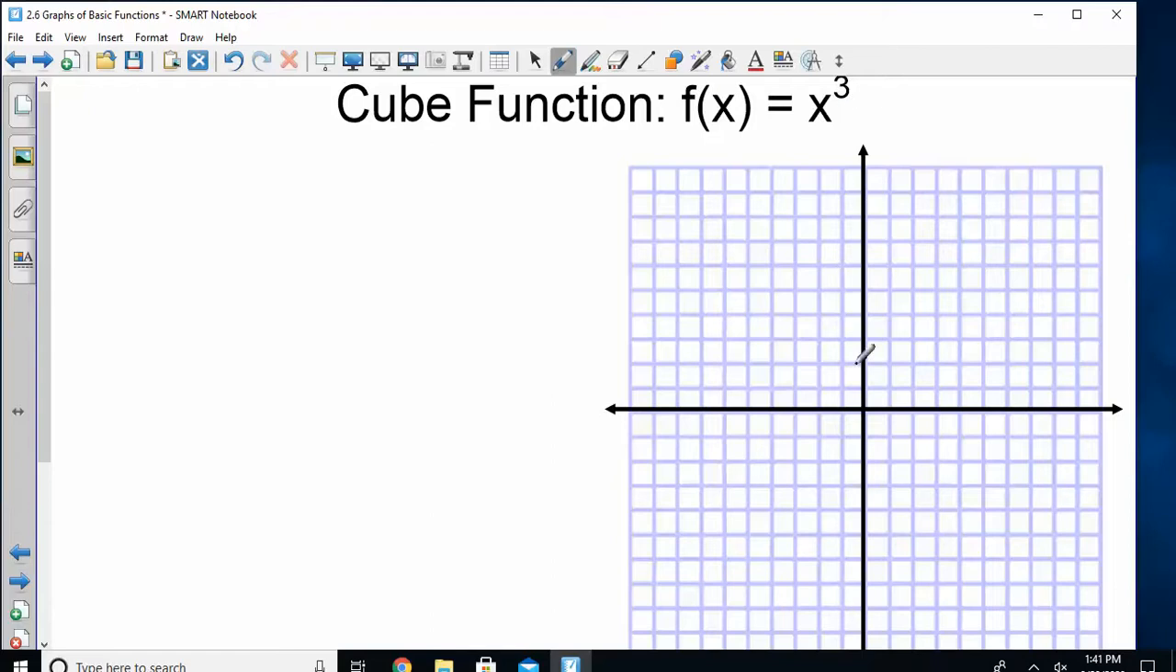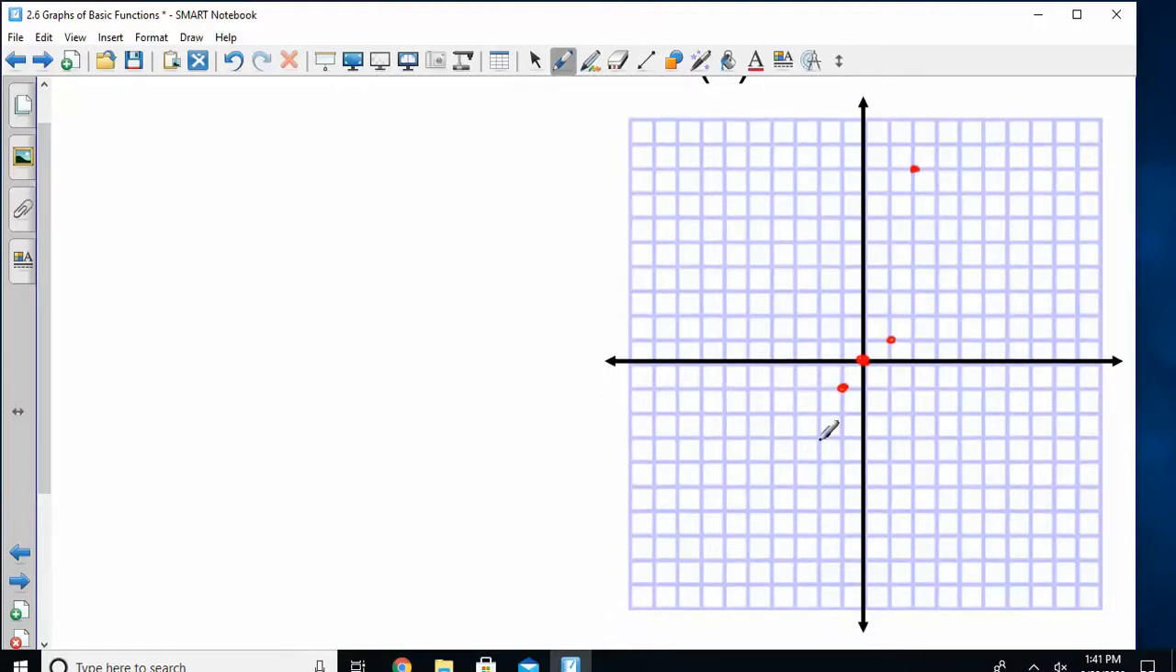So let's just plug in some points. 0 to the third is 0. 1 to the third is 1. 2 to the third is 8. -1 to the third is -1. -2 to the third is -8. So we get that chair looking graph.